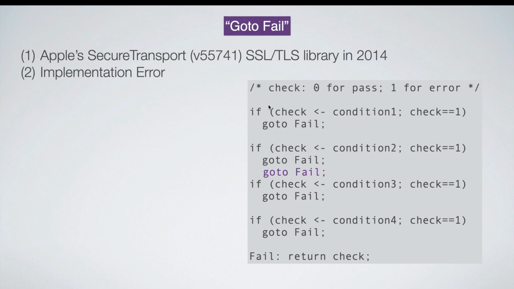Okay, so let's take this from top to bottom with that in mind. Condition 1 passes. Check is not equal to 1. It's not equal to an error. So I skip go to fail. I go to check 2.